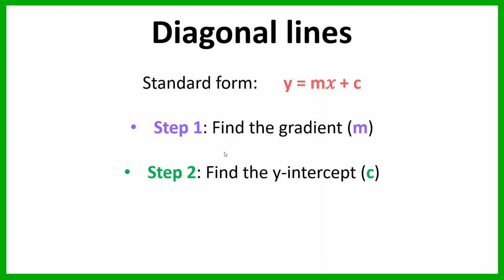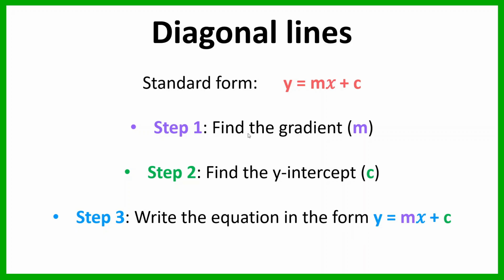The second step is to find the y-intercept, which is the c in the equation, and then we're going to put those two values, once you've found both of them, into the equation and write the equation in the form y equals mx plus c.